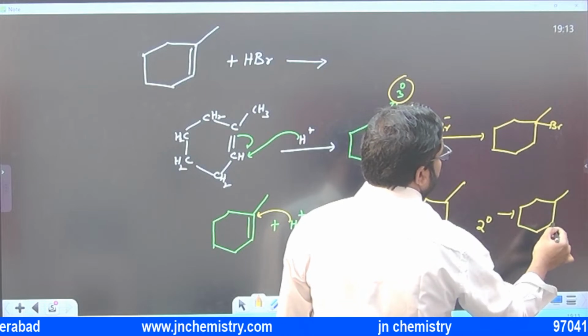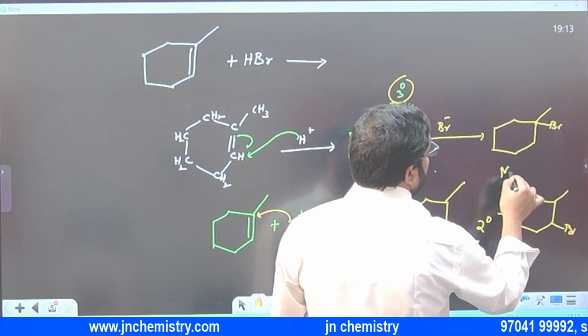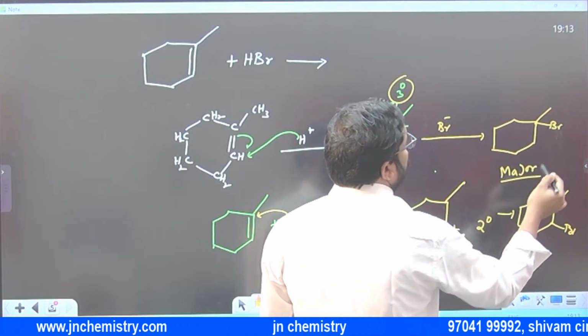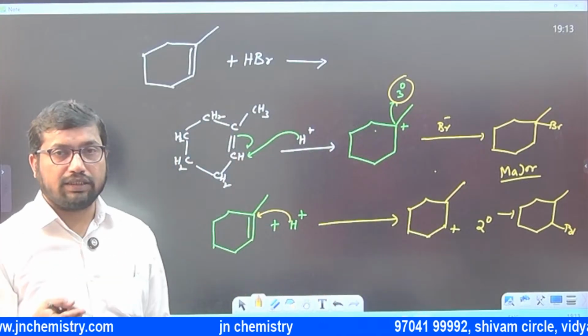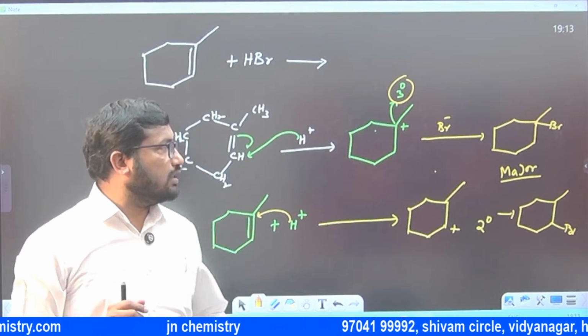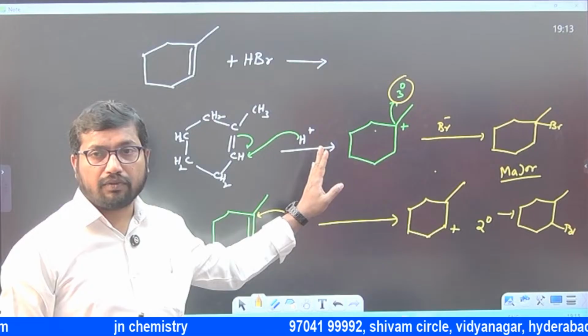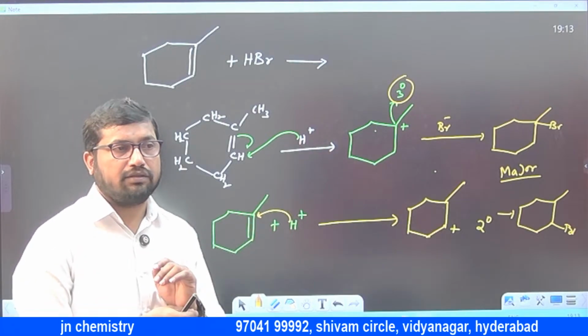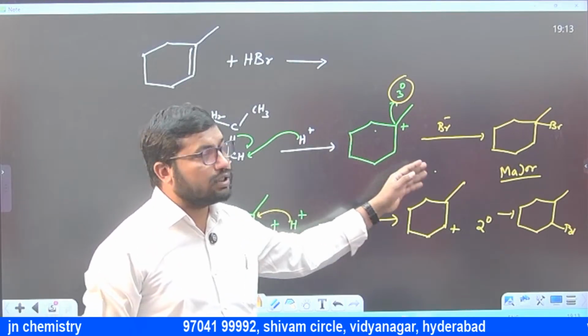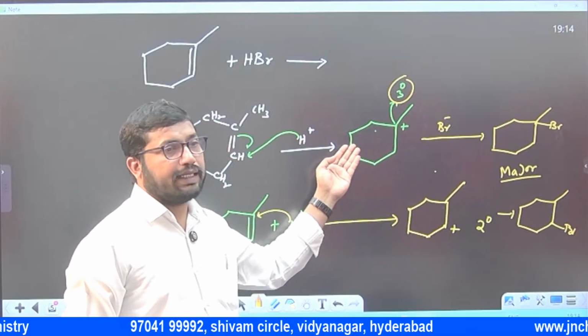You may ask one question. In case of generally, stability is inversely proportional to reactivity, but it's not applicable to intermediates. If the intermediate is more stable, more amount of Br minus can attack.